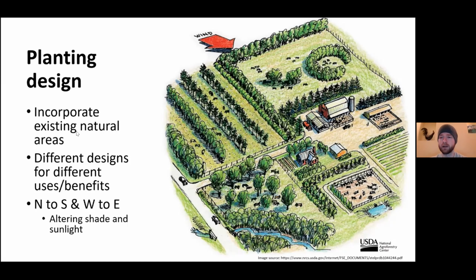Again, if you have natural areas on your property that are already treed, or water bodies or rocky outcroppings, it's important to consider incorporating those into your design to extend the protection and connect wildlife habitat. Like I said before, different designs are better for different uses and will bring different benefits, and as you can see, there are many different options. Building a grid system where you go north to south and east to west is going to give you the best protection from stressors.